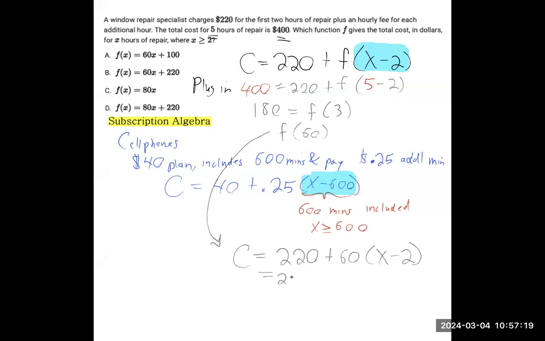And believe it or not, that's the answer, because when you distribute, you get 60x minus 120, and combining like terms, 220 minus 120 is 100 plus 60x, and that matches answer choice A right here.